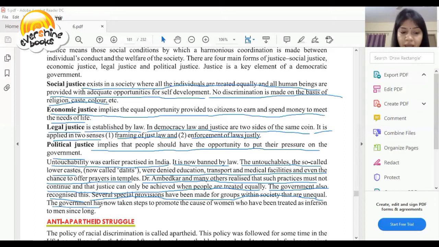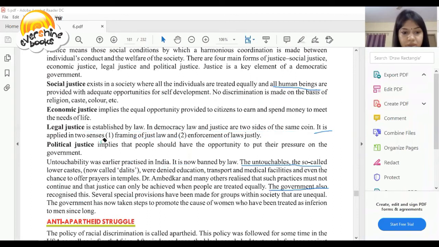So the government has now taken a step to promote the cause of women who have been treated as inferior to men since long. महिलाओं को आदमियों के इक्वल राइट्स मिलने चाहिए और अनटचेबिलिटी जैसा कोई भी केस इंडिया में नहीं रहना चाहिए. So these are some political issues and that comes under the political justice. So dear students, this is all about political justice. Let's understand the next learning objective of the chapter.